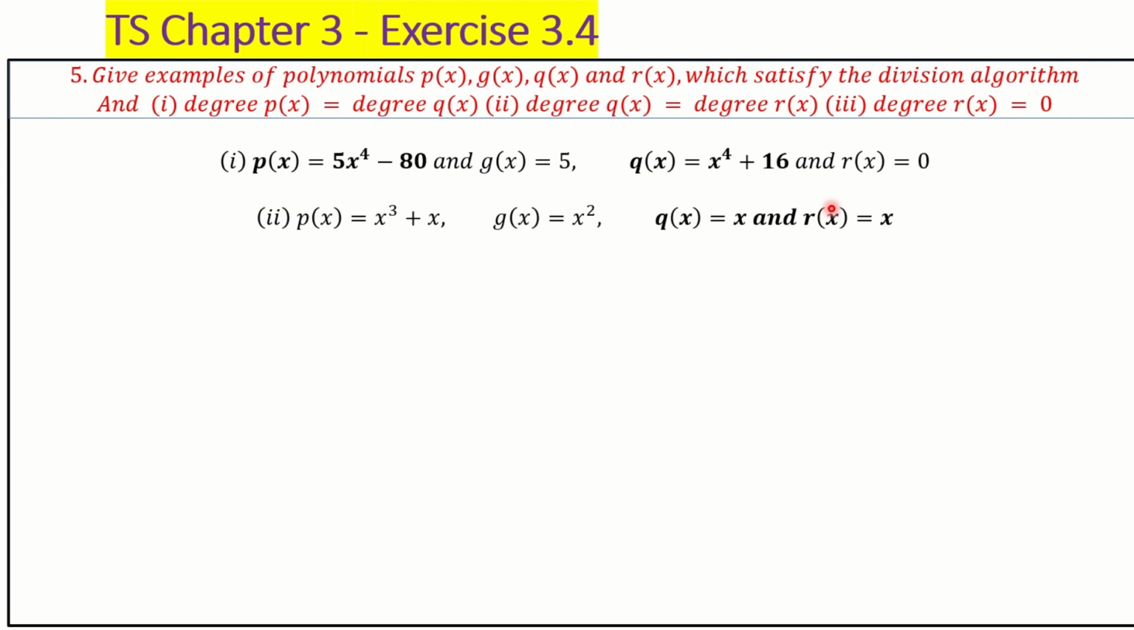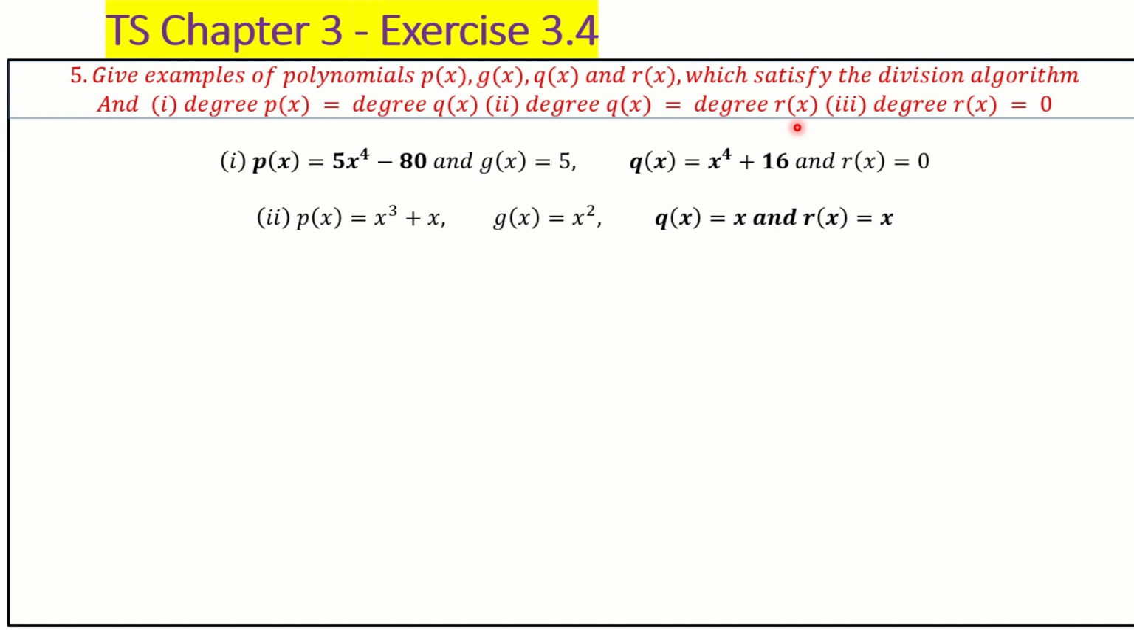Now next, the second one is degree of q of x equal to degree of r of x. Is it possible? Okay. P of x equal to x cube plus x and g of x equal to x square. So for q of x, what you will get is basically if you divide, you get x. So if q of x is x and r of x also you'll get x. So in that case, you have the same degree.